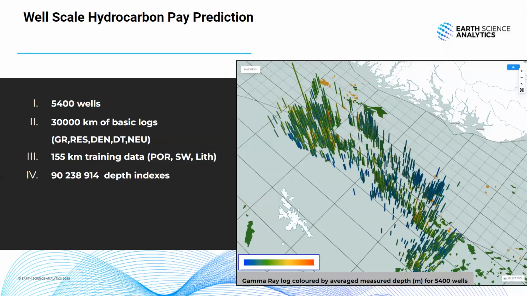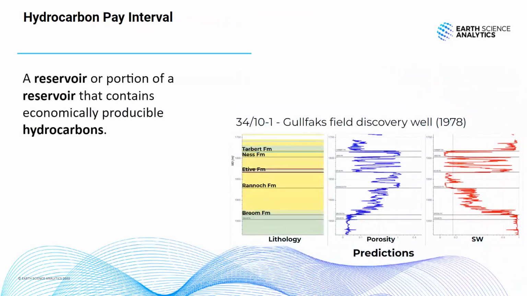So what I'm going to show you today is ways of trying to cut and dice this data by using different data types to extract the information that you would like out of this large data set. To go and visualize each well separately will take you a long time, and I think through EarthNET, you can accelerate this process. Just very quickly up front, what a pay interval is: a portion of a reservoir that contains economically producible hydrocarbons.